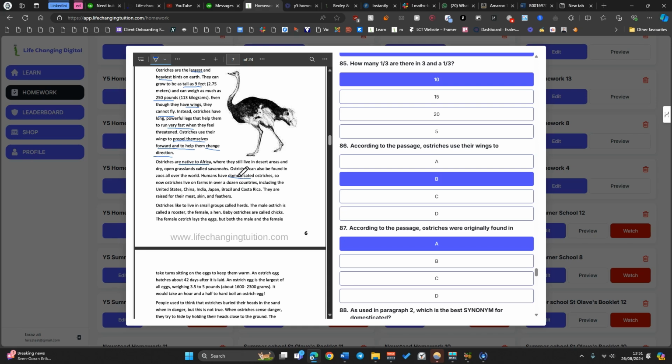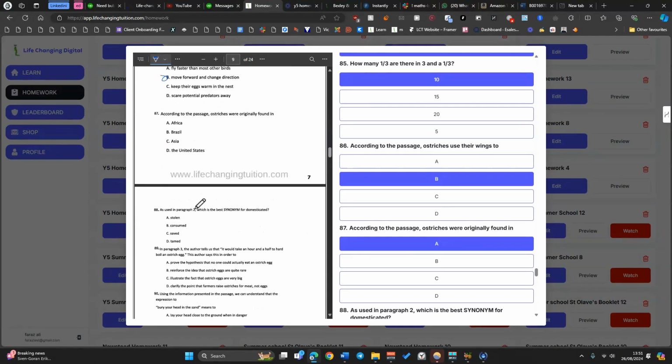Okay, so what it's basically saying is they live in open grassland and savannas usually. They can also be found in zoos. Obviously that's because of humans. And then it's talking about how humans have domesticated them so that they now live on farms in dozens of different countries. So compared to where they originally live, which has grasslands, they got domesticated and now live on farms.